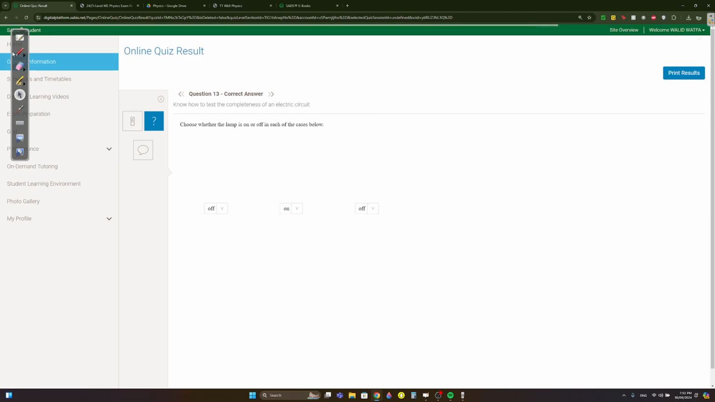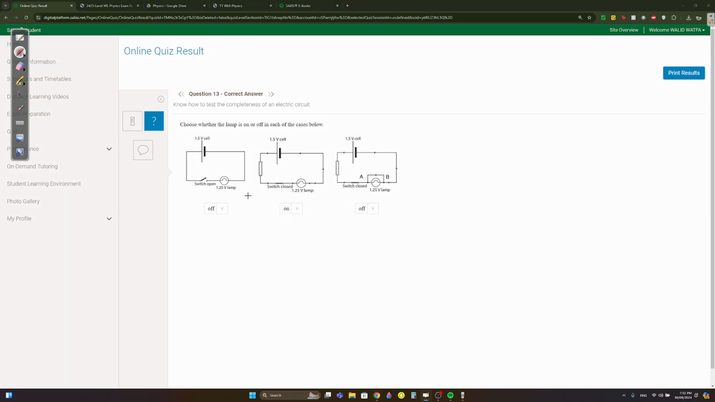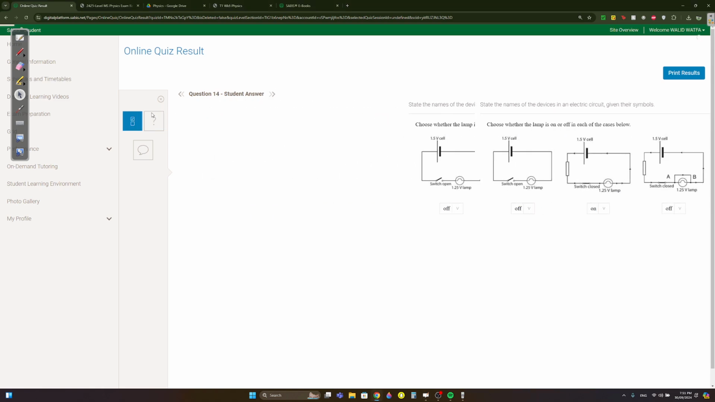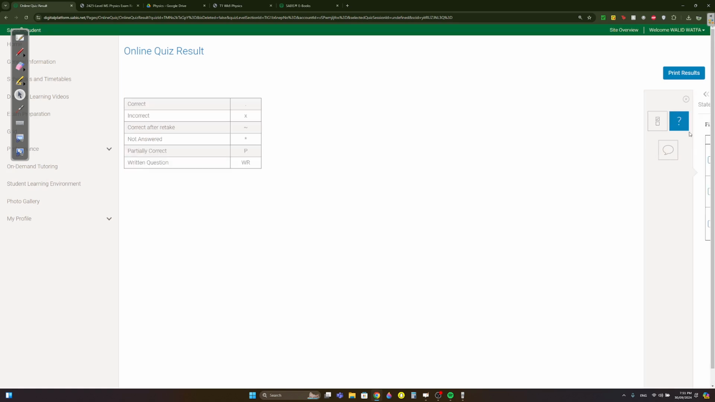Question 13. On, off. Here it's surely off. Here it's surely on. Here they put this one on purpose so they trick you. Surely off. Why? I told you, if you take another extra wire, the electrons will choose the easiest route. So if there's another path they can choose where they don't have to go through the lamp, they will choose it. How many questions? 16.